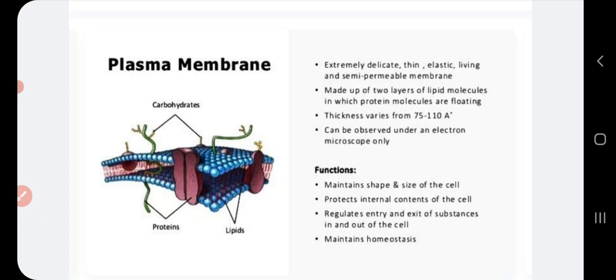Now functions: maintain shape and size of the cell, protect the internal contents of the cell, regulate the entry and exit of substances in and out of the cell, and maintain homeostasis. This is the plasma membrane.